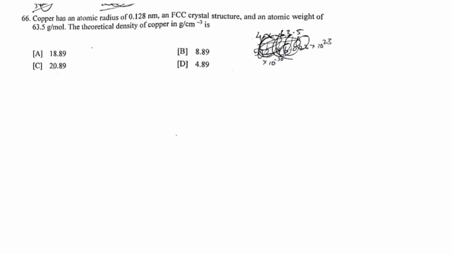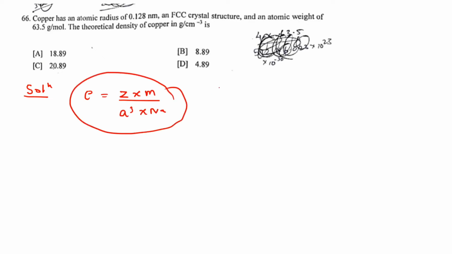The next question is also a good question. They ask you about the density formula. Generally, in physical chemistry, if you know the formula, you can solve it directly. What is the formula? Rho is equal to Z into M by a cube into Na. Simple. What is Z? The number of atoms per unit cell.